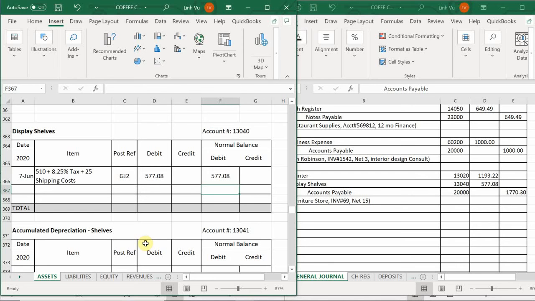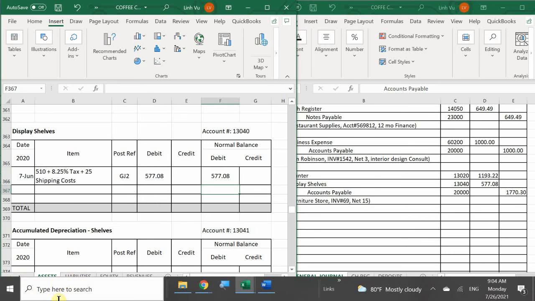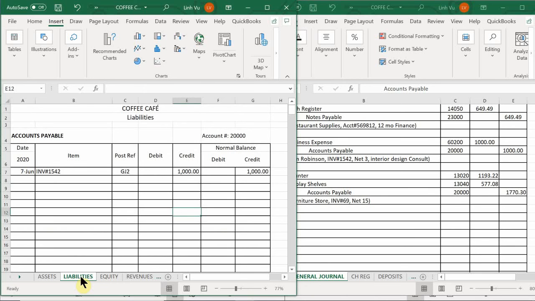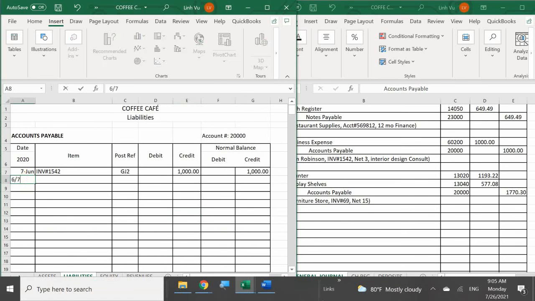Right. And then last but not least, we need to go ahead and update our liability account for our accounts payable. So this is where we're going to enter in our formula so we can calculate how much we owe in grand total. Okay. So here we are at accounts payable. Again, it is the 7th, and this is invoice number 69. That's all you need, because you can always look up that information.